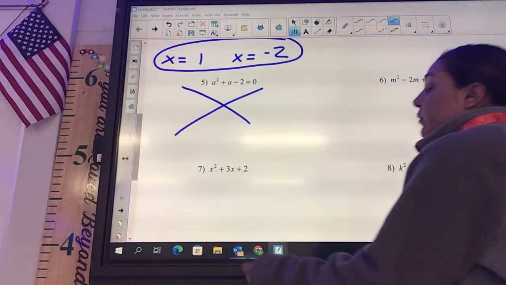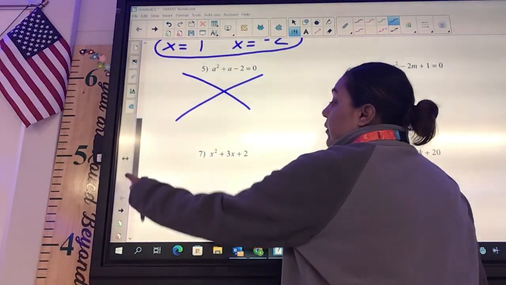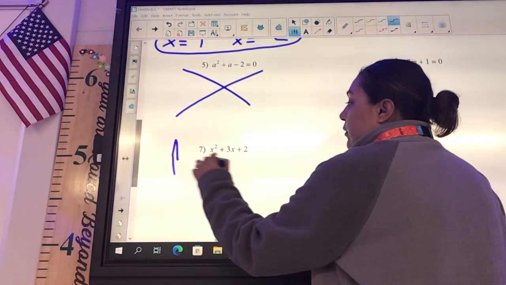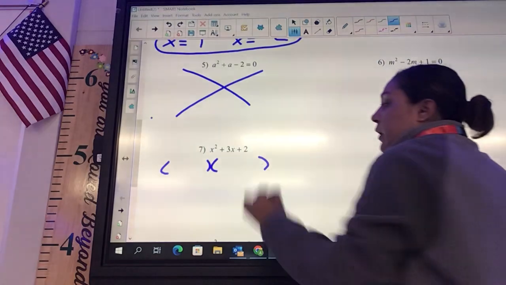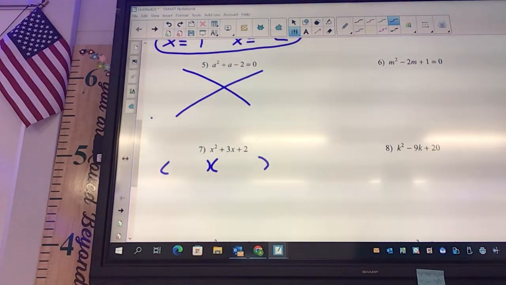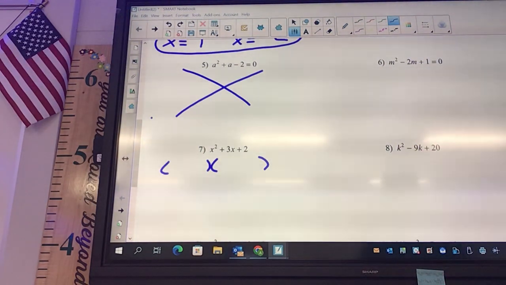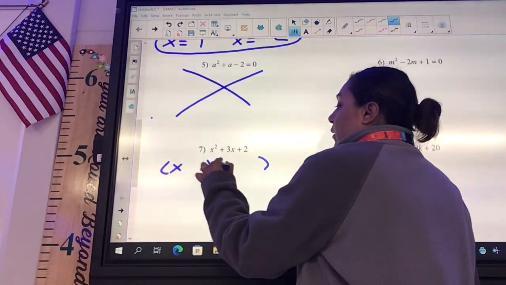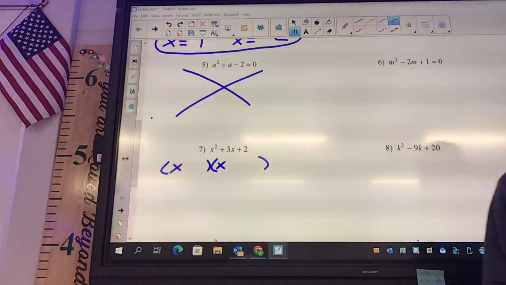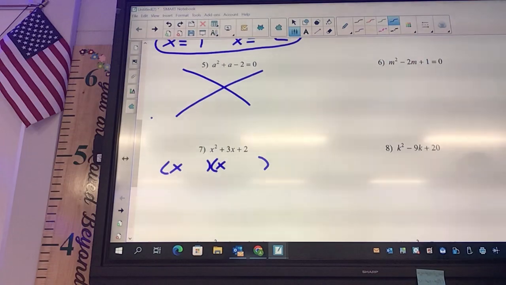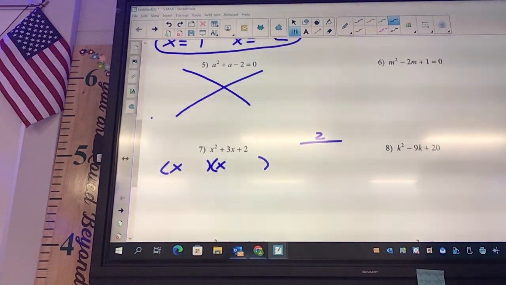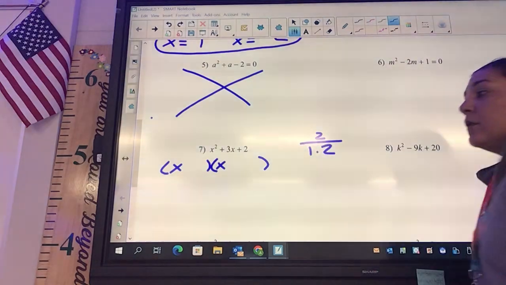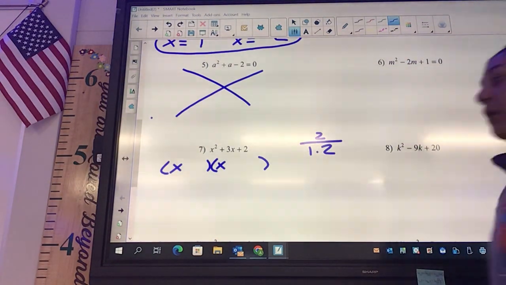Okay, look at 7. What do we do first? 2 parentheses. And then what? Fill in the x's. We're going to make a list of what number? 2. And we know that it's only 1 times 2. Because that's our only option, you can fill it in.